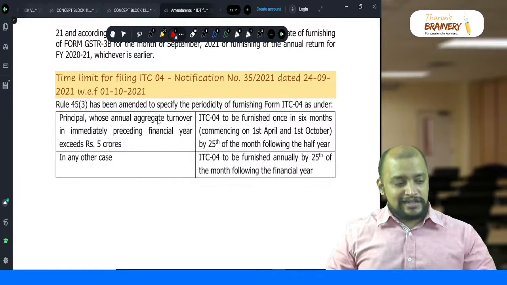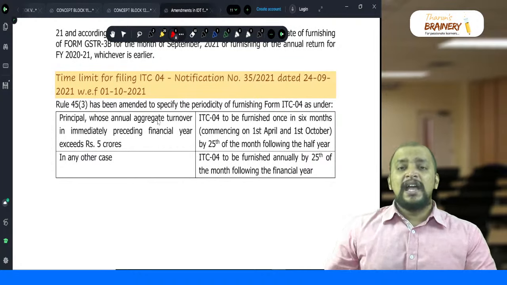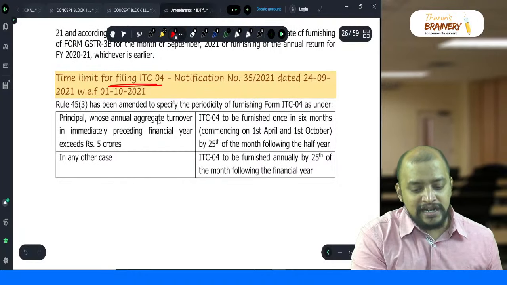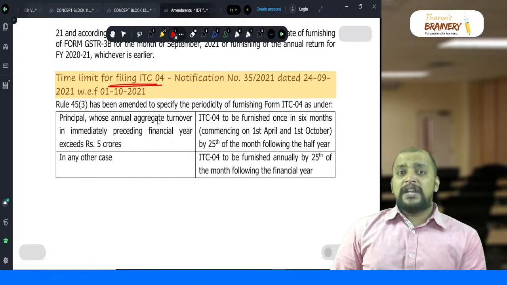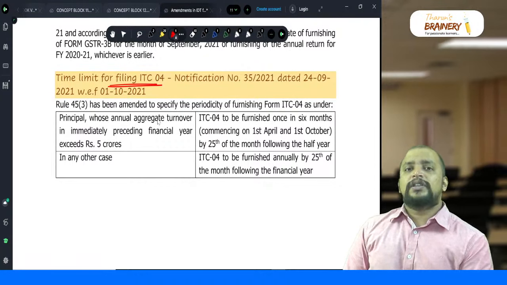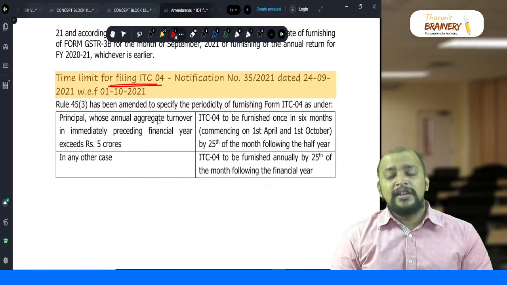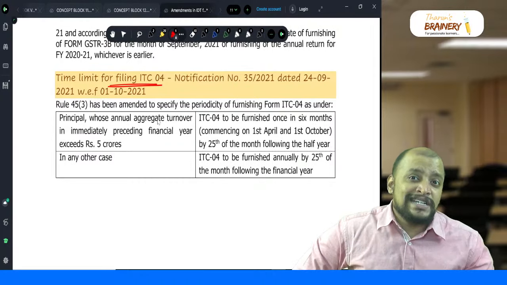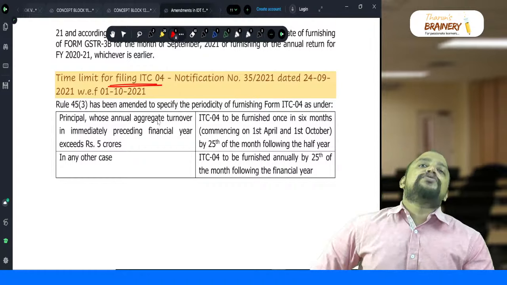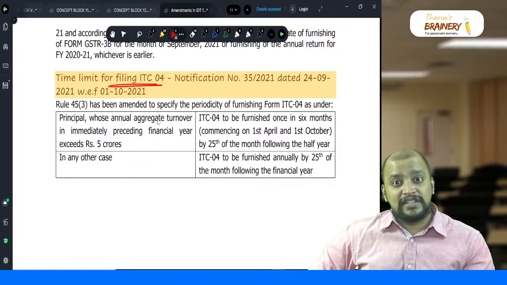Okay. Then next, time limit for filing ITC 4. ITC 4 is what? Goods sent on job work and received from job work. Whenever some goods are sent on job work or received from job work, the registered person who is sending the goods on job work should bring them back within 1 year. It can be extended for a further period of 1 year. If it is capital goods, it should be brought back within 3 years, plus it can be extended for a further period of 2 years.